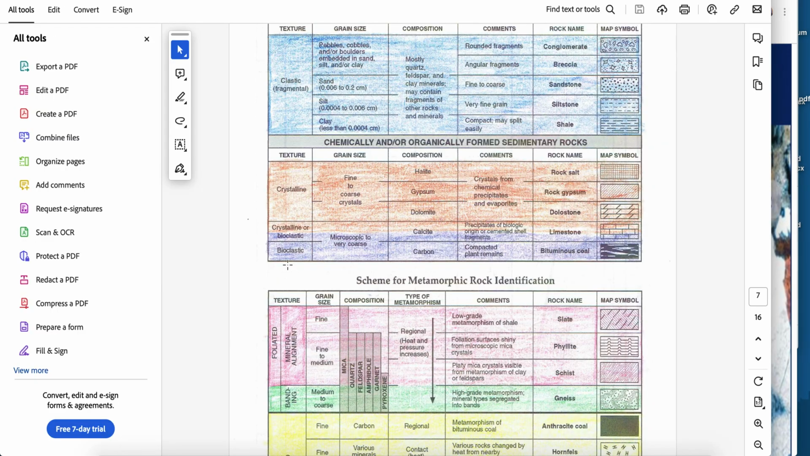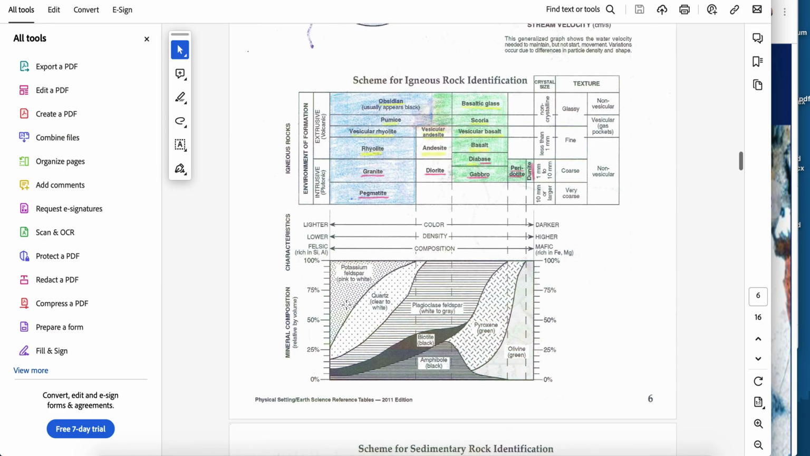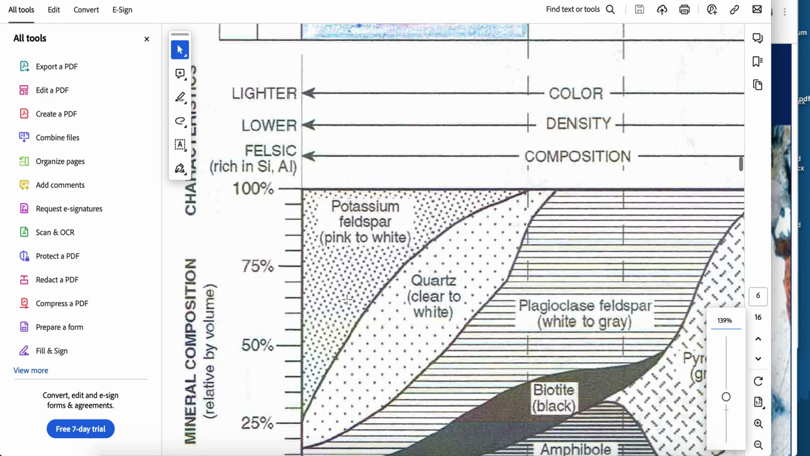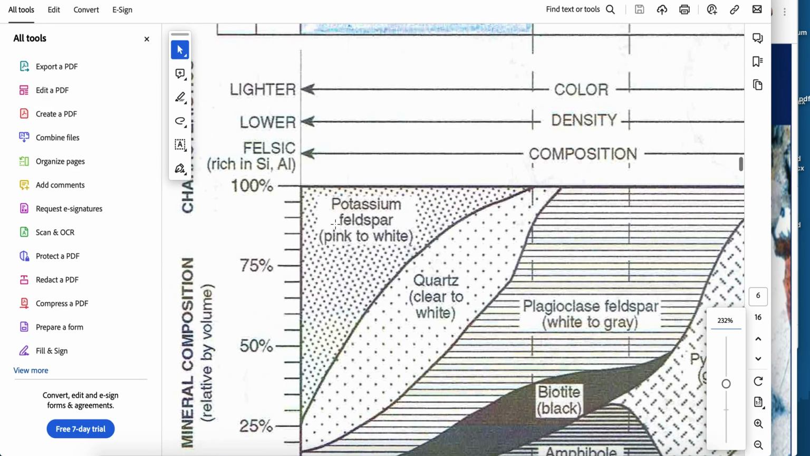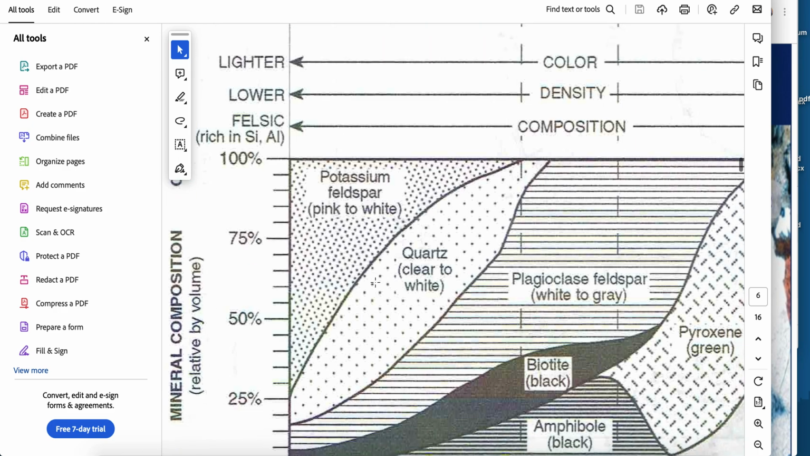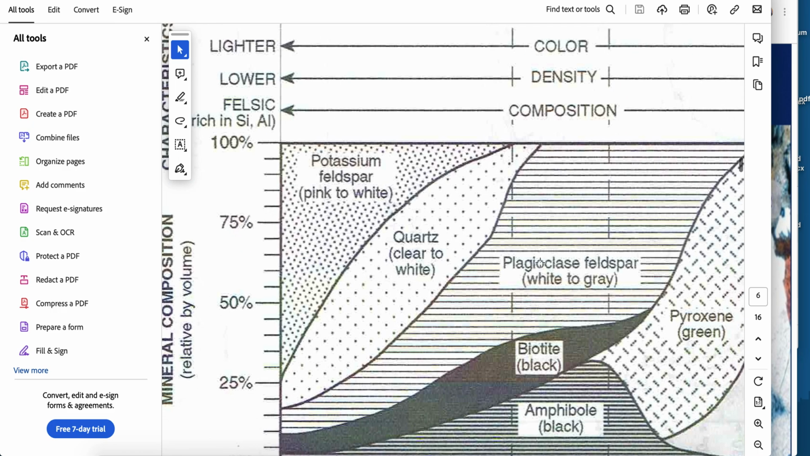plagioclase feldspar and potassium feldspars, it's all about color. Potassium feldspars are your pinks, right? It's just pink to white, right? But those are your pinks. You can see a lot of granites that are pinkish in color, and your plagioclase feldspars are white to gray, right? And that's the main color difference between the two.